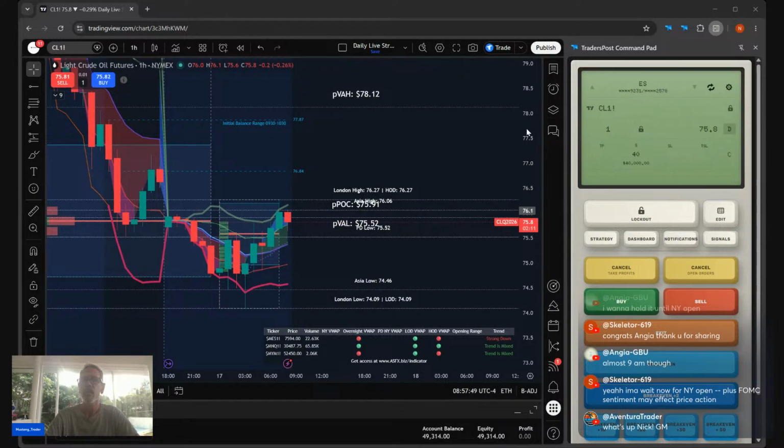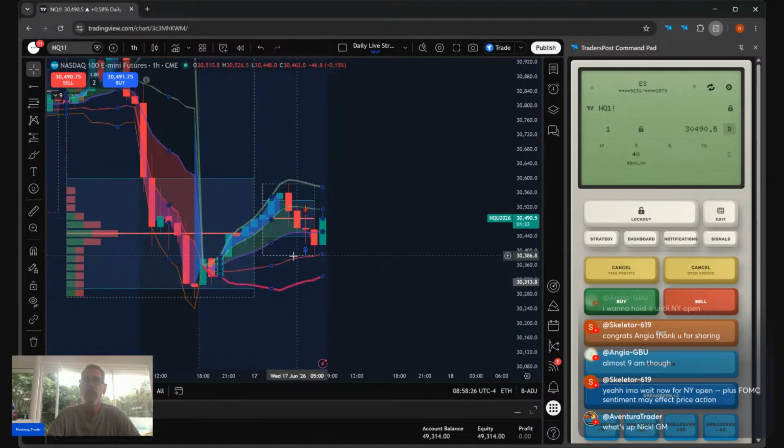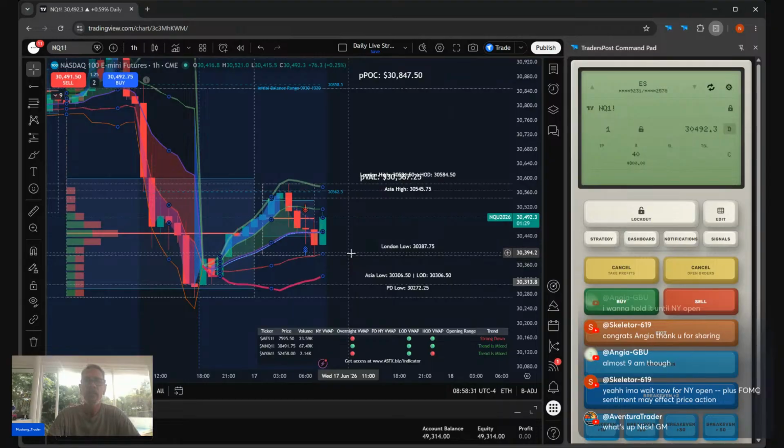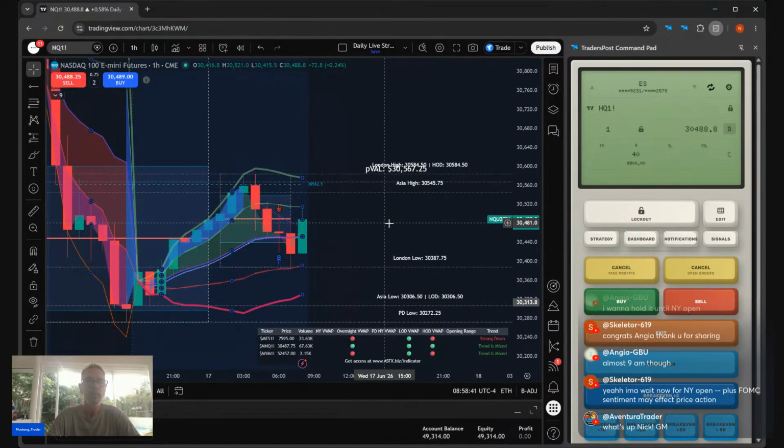Angie took a long at 387. Let's see what we got here. Nice, Angie. Took it off the bounce of that, or the rejection off that -1 deviation band. I don't know if that's how you trade or not, but whatever your reasoning, nice trade. Really nice trade.